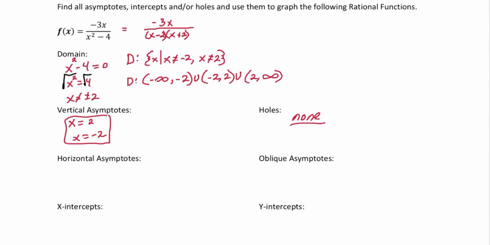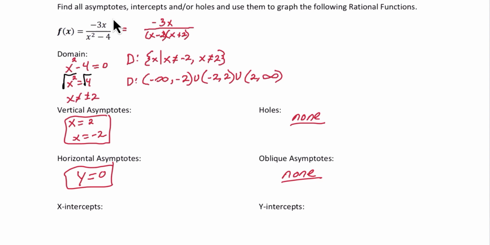Horizontal asymptotes, we compare degrees. Notice the top degree is 1 and the bottom is 2. If the top degree is ever smaller than the bottom, then the horizontal asymptote is automatically the x-axis. If you have a horizontal asymptote, we do not have an oblique.